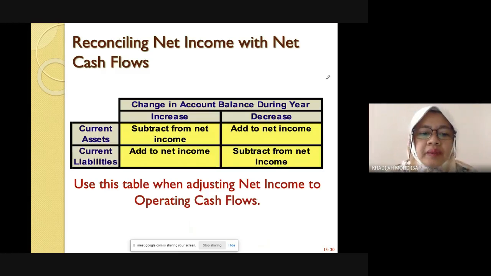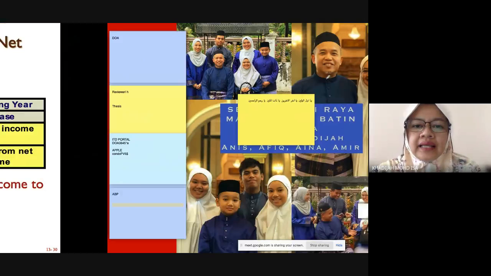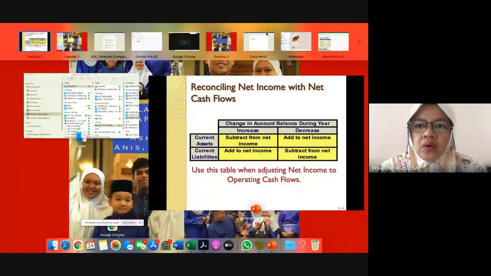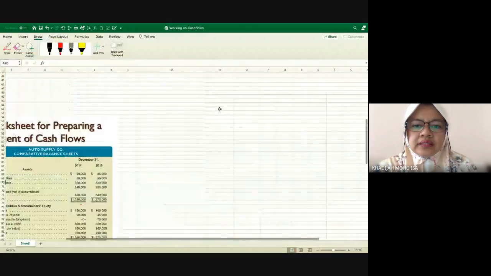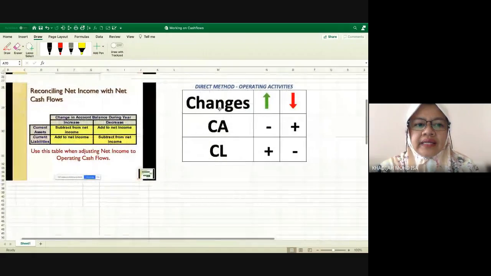So this is what we say when talking about reconciling net income with net cash flow. Remember I talked about the movement in current asset, so you have to look at whether the movement in the current asset and the current liability is an increase or decrease. For current asset, if an increase, then you subtract; if a decrease, you add. But for the current liability, if there is an increase, you plus, and if there is a decrease, you subtract. I have actually prepared another table for this, where I think it makes more sense. This is how I see it. It's the same.